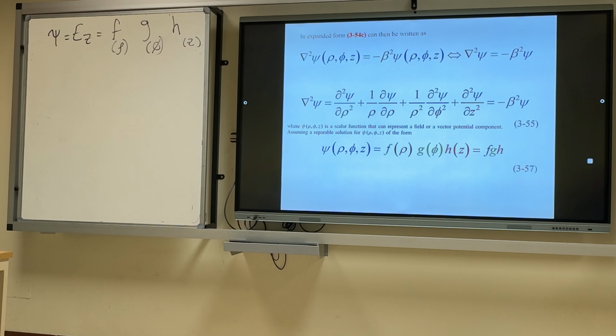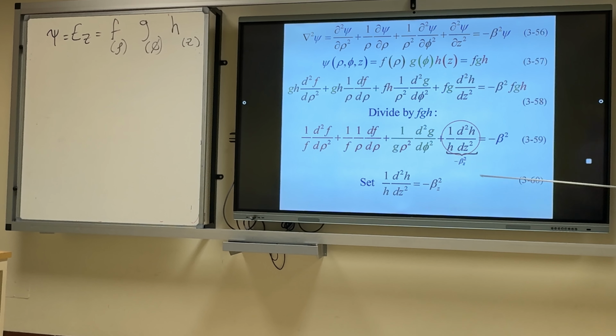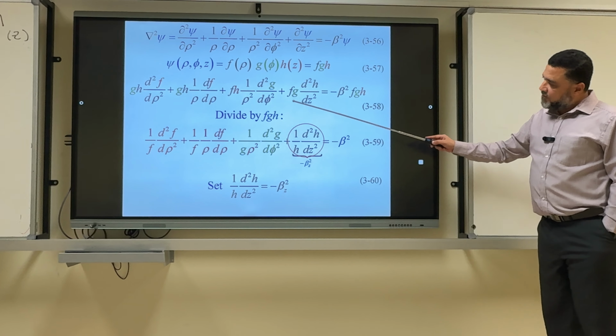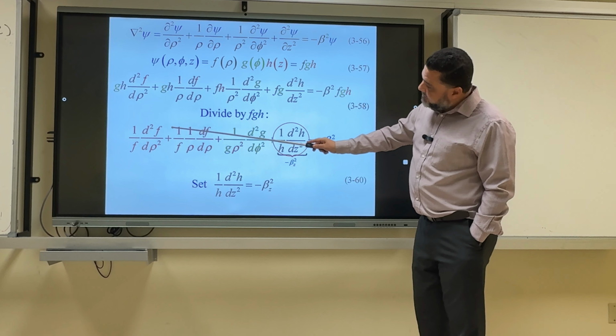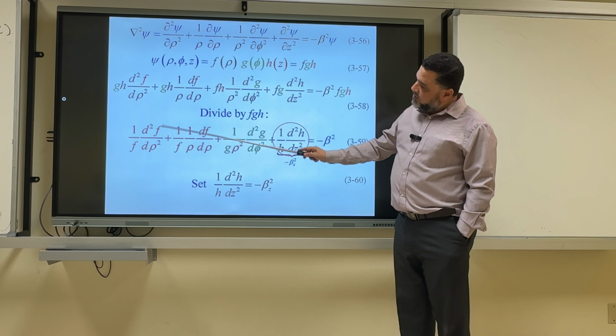So I'm going to substitute this solution in the wave equation, and this will give me this equation here. Once I do substitution, it will give me this equation here. Then I can get rid of this parameter here, gh. I can divide everything by fgh, like what I have done before. Now I have here some function. Look at this term after I do the division.